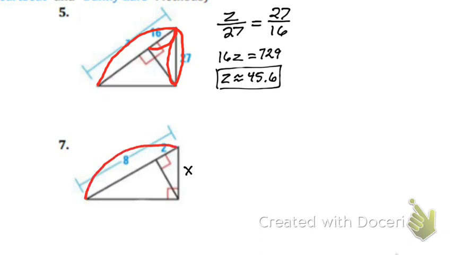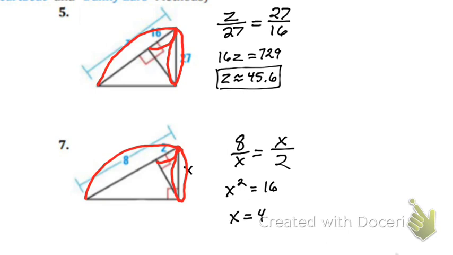So we're going to do 8 all the way across, so I'll put an 8. We're going to go up x and down x. So that means I'm going to have 8 over x equals x over, and just the little section, which is 2. Okay, using means extremes, we're going to do 2 times 8 and x times x. So we'll have x squared equals 16. We take the square root of both sides, and we'll have x equals 4.